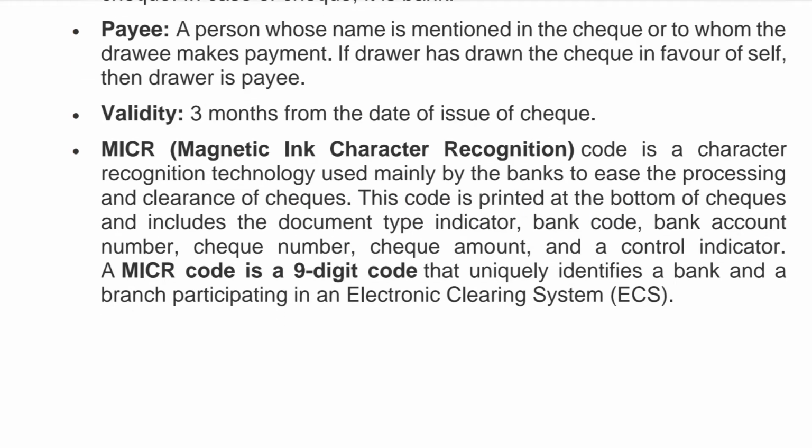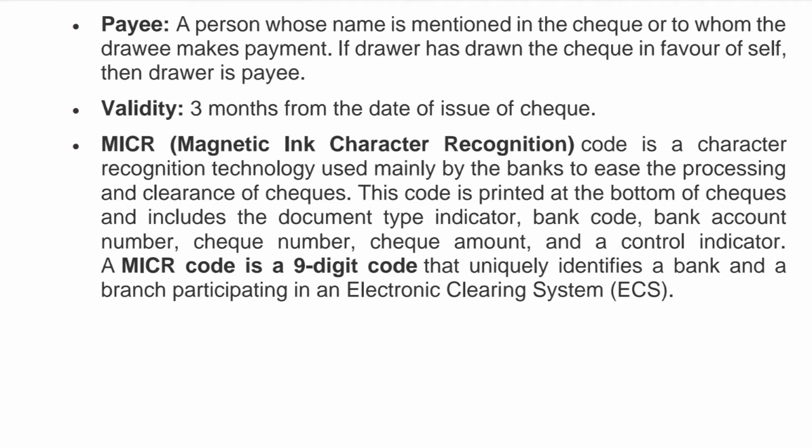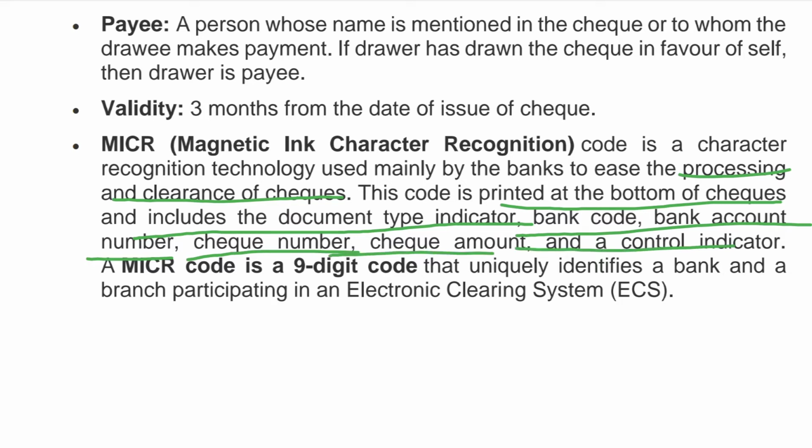Now, MICR. The full form of this is Magnetic Ink Character Recognition code. It is a character recognition technology used mainly by banks to ease the processing and clearing of checks. This code is printed at the bottom of the check and it includes document type indicators like bank code, bank account number, check amount, and a control indicator. So, this code is printed at the bottom of the check and it contains this information.